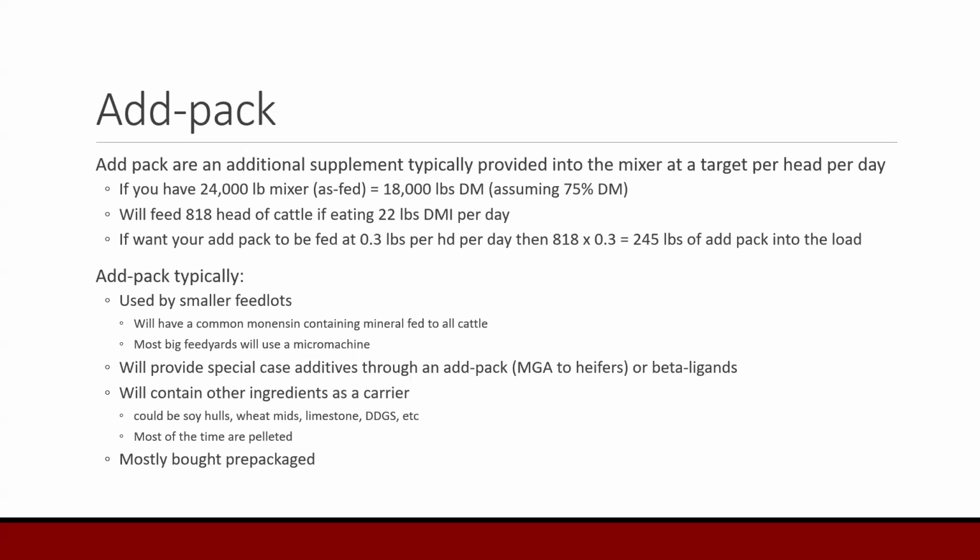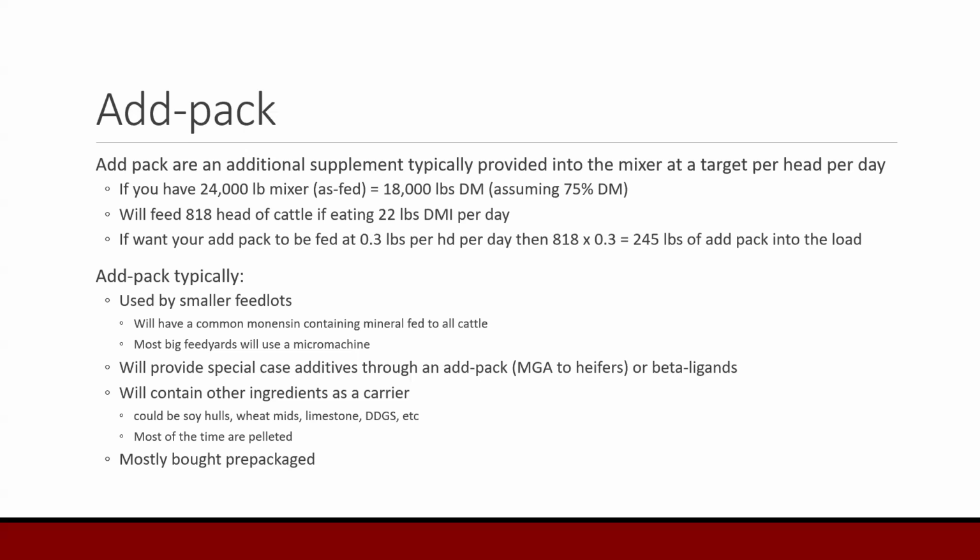So if you have a 24,000 pound mixer on an as-fed basis, that's 18,000 pounds dry matter, assuming 75% dry. That will feed 818 head of cattle if they're eating 22 pounds of dry matter intake a day. So if we want to add the ad pack at 0.3 pounds per head per day, then 818 times 0.3 would be 245 pounds of this ad pack into that load. Make sense? Okay.